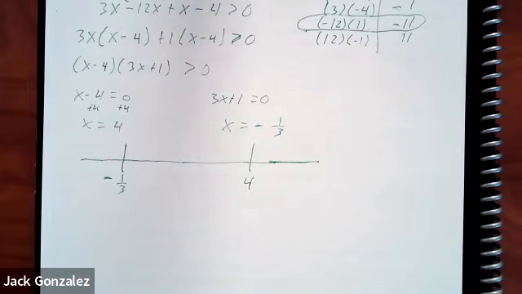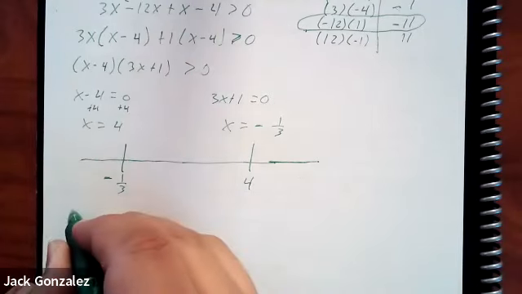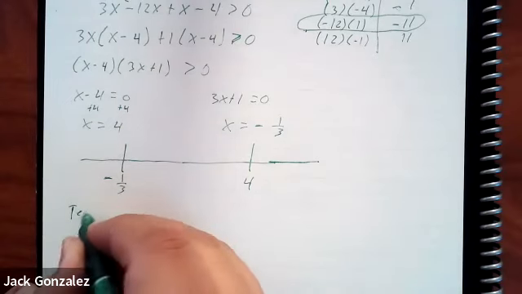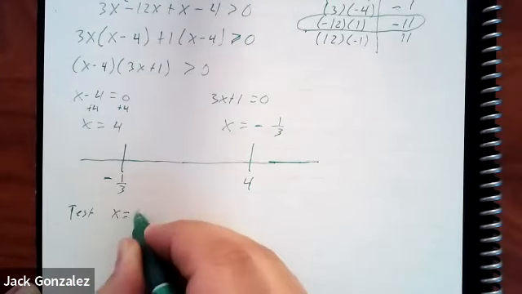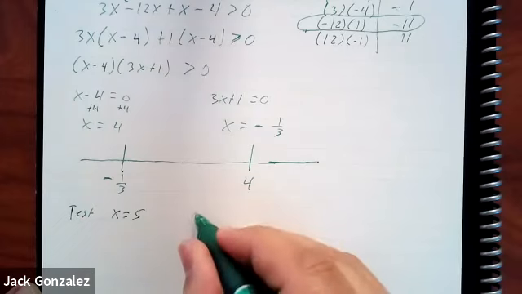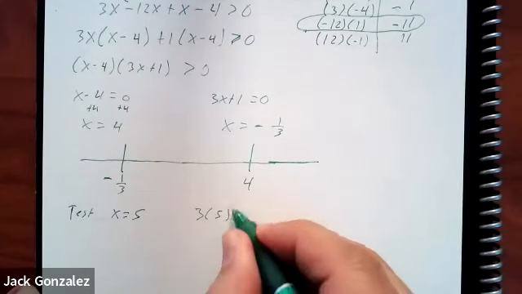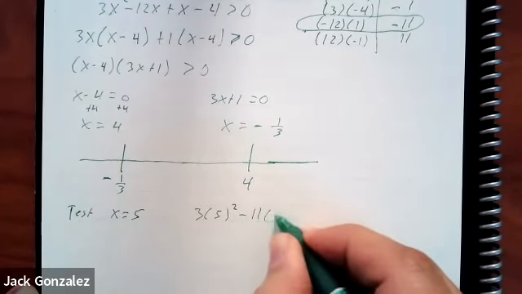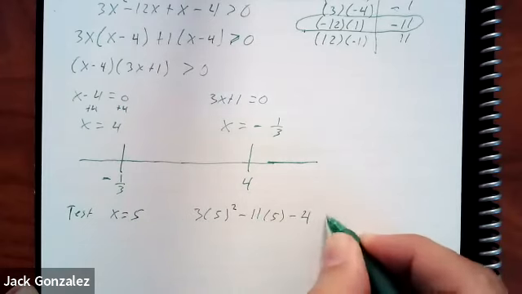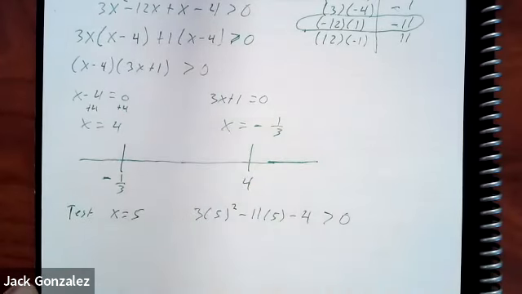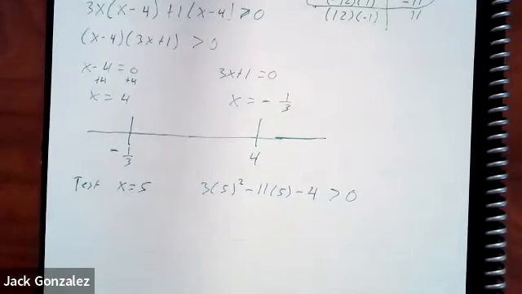So let's test after 4. What's a good number? Yeah, let's do 5. So we're gonna get 3 times 5 squared minus 11 times 5 minus 4. Is that greater than 0? That's the question. And if it is, then we include everything after 4.